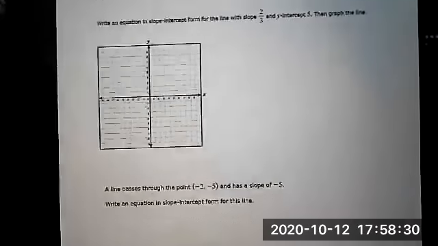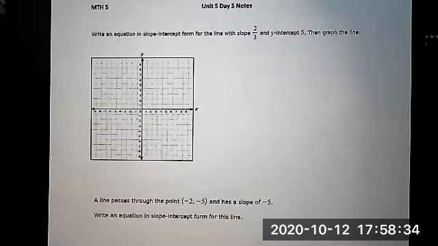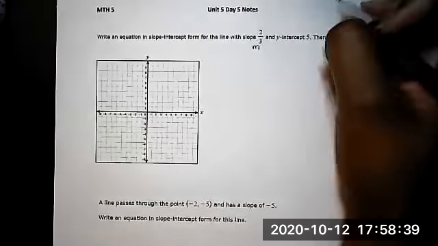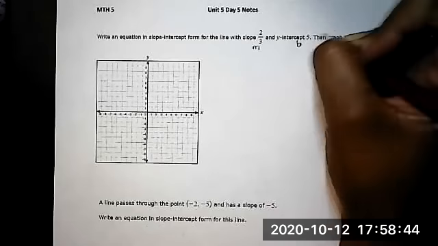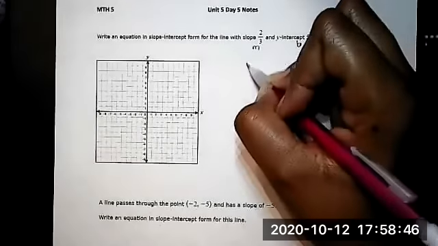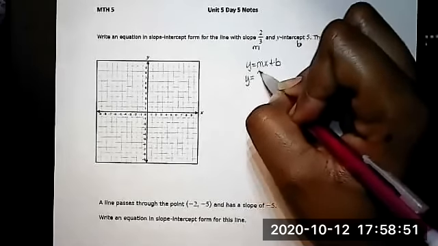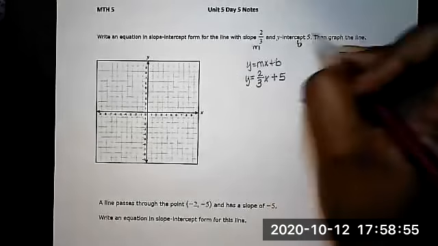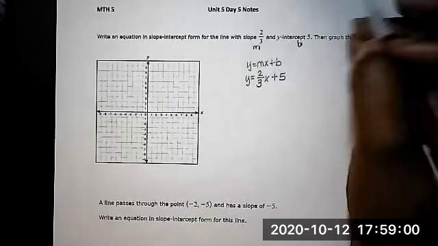All right, so in the last page, write in slope-intercept form the line with the slope. Remember, slope is m, of 2/3. Y-intercept is b, and that is 5. Y equals mx plus b. Y is going to be equal to 2/3x plus 5, using what they gave me. 2/3 is slope, 5 is y-intercept.